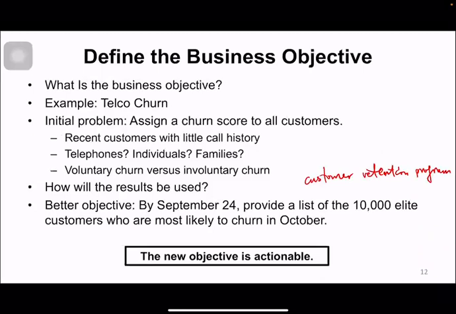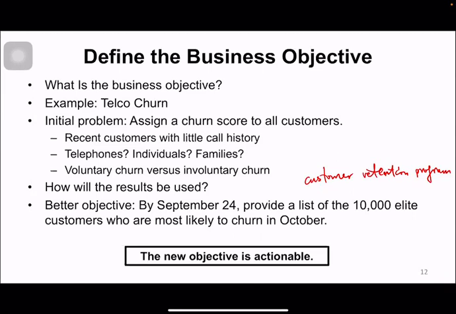So now let's see maybe another example of the business objective. I give more examples because this is a very important first step in analytics, because we want to define our objective before we do anything. And so what is a business objective? For example, a telecom company, they have churn. Churn means you switch from AT&T to Verizon. This is called a churn.